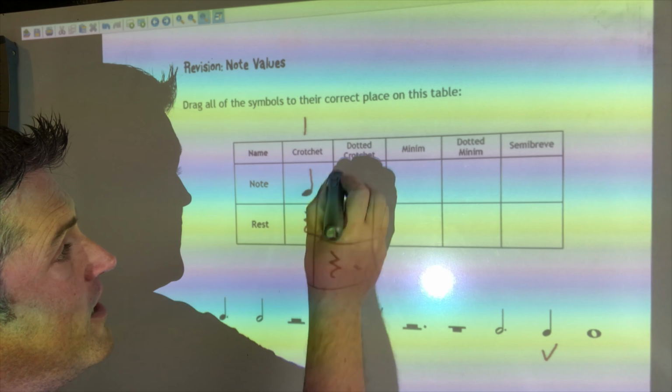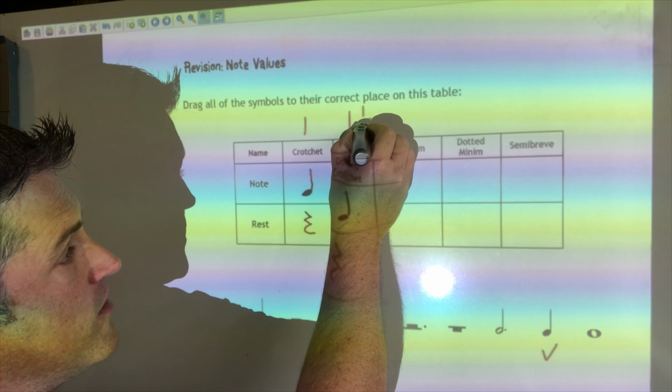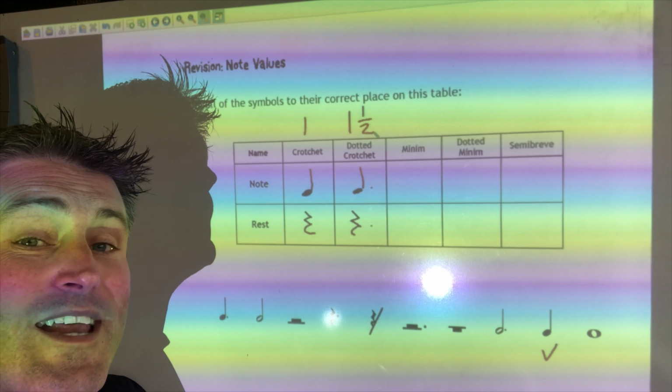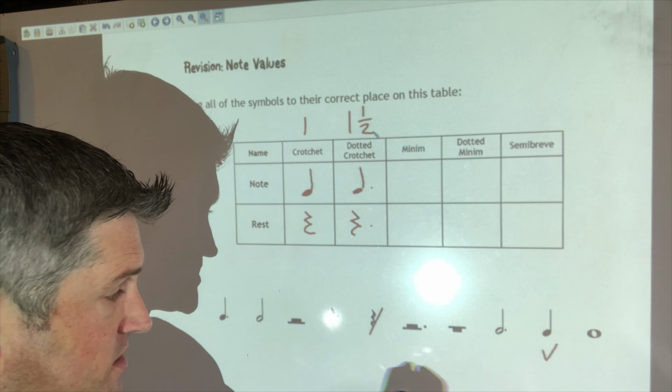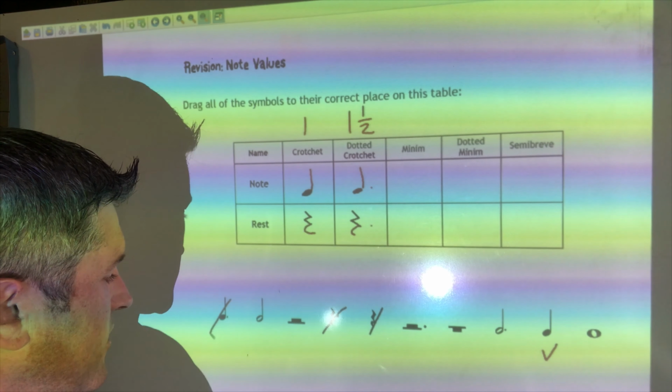And a reminder that by adding the dot to it, that's adding half of its length again, so that means that what was worth 1 is now worth 1.5. So where is that down here? Well, we've got that one there is done, that one there is done.